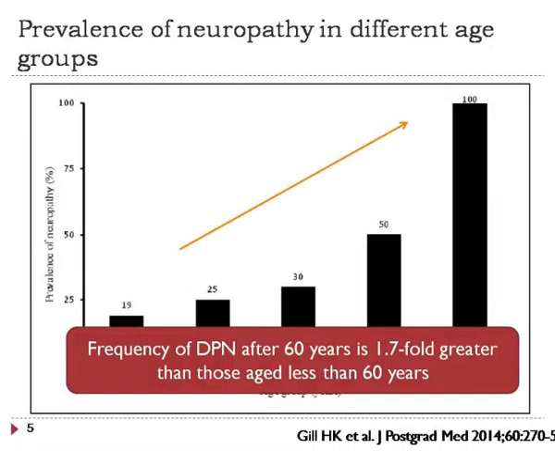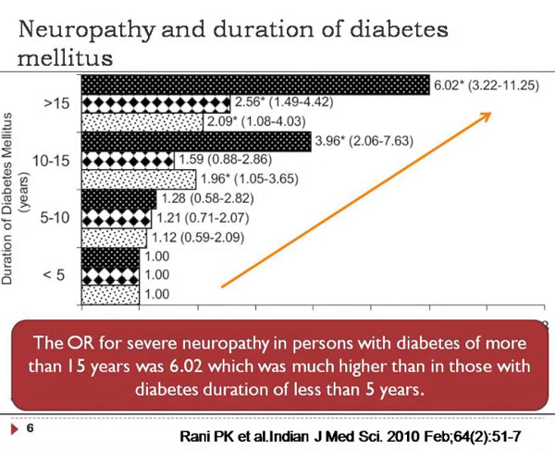And this cartoon is suggesting that people with advanced age have increased chance of peripheral neuropathy, and also the complaint of painful peripheral neuropathy. The odds ratio for longer duration of diabetes is again very high, almost 6 times in patients who have diabetes of 15 years compared to those who have diabetes of less than 5 years. So more chance of having peripheral neuropathy.